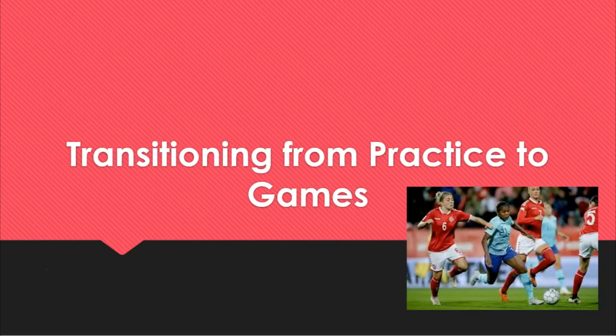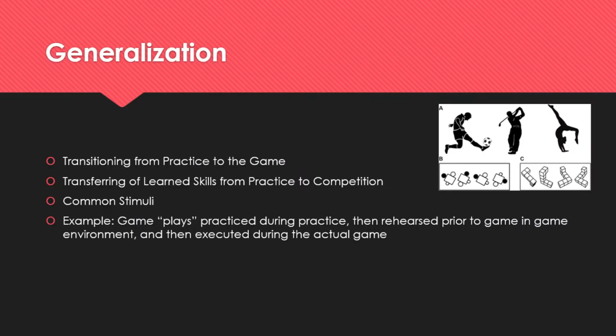In sport training, transitioning what has been learned in practice to a competitive game is key. Generalization assists with the transferring of learned skills from practice to competition. Creating common stimuli that are found in a game has a higher chance of being practiced and then transferred to the game to increase sport performance.